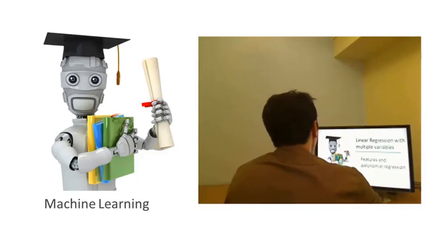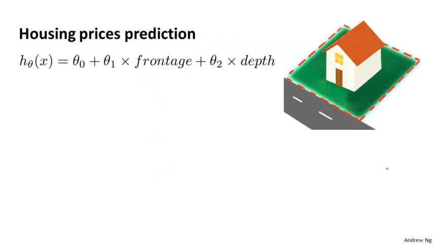Let's take the example of predicting the price of a house. Suppose you have two features, the frontage of the house and the depth of the house. So here's a picture of the house we're trying to sell. The frontage is defined as this distance. It's basically how wide your lot is, of this plot of land that you own. And the depth of the house is how deep your property is. So you have two features called frontage and depth.